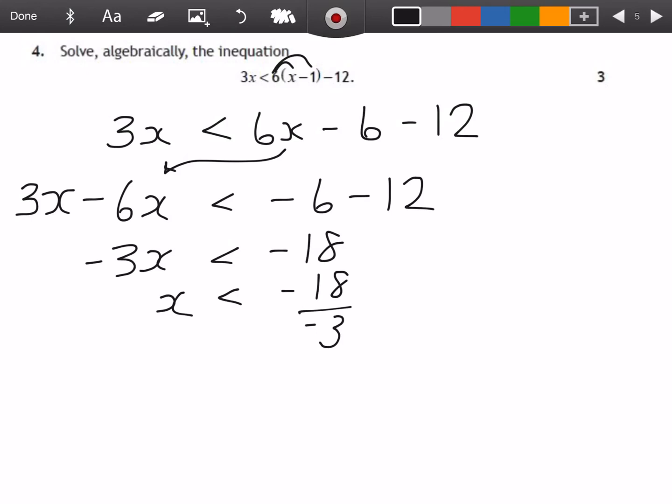Now, there's something you have to remember. When you divide by a negative number, and hopefully you remember now that I've pointed it out, what happens is you must reverse the inequality symbol. So the answer to this, just tidy that a wee bit up, is x is greater than, not less than. Because we're dividing by negative 3, you reverse the inequality symbol. 18 divided by 3 is 6, so negative 18 divided by negative 3 is positive 6. Okay, negative divided by negative is a positive.